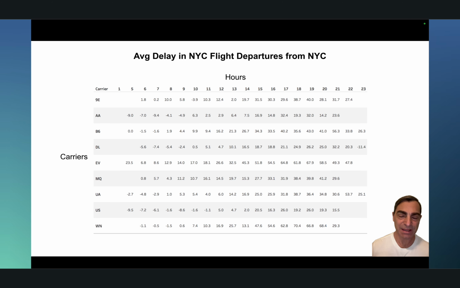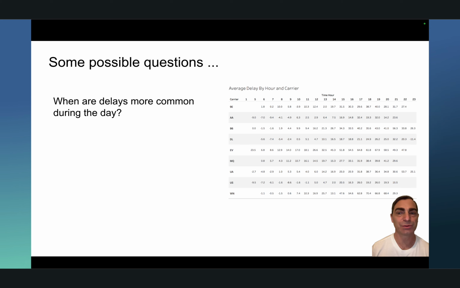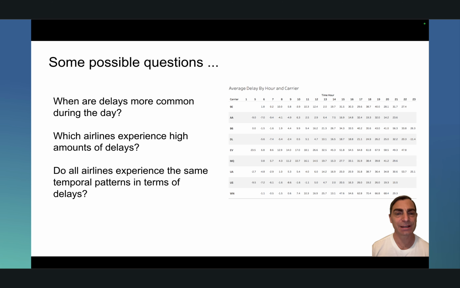So now let's imagine that we have this dataset and we want to answer a number of questions. For example, when are delays more common during the day? Which airlines experience high amounts of delays? Do all airlines experience the same temporal patterns in terms of delays? These are all really interesting questions. So how do we answer these questions?